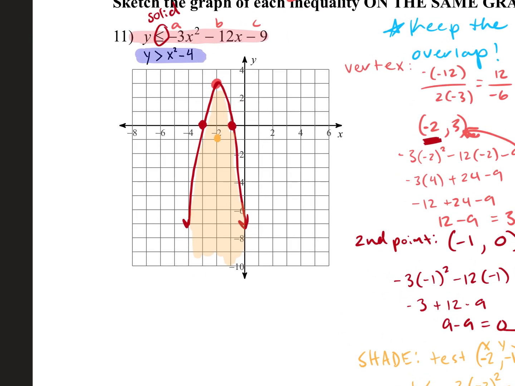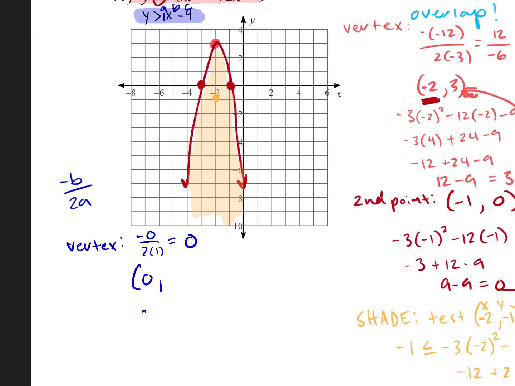How do I find my vertex? Negative b over 2a. What's my a? 1. What's my b? 0. B is 0, and c would be negative 4. So this would be negative 0 over 2 times 1, which would just be 0. Anytime 0 is on top, it's automatically 0. So the first number in my vertex is 0. How do I find the second number? Plug it in. So this would be 0 squared minus 4, which would be negative 4. So I'm going to go to my graph. I stay at 0, go down 4. There's my vertex.